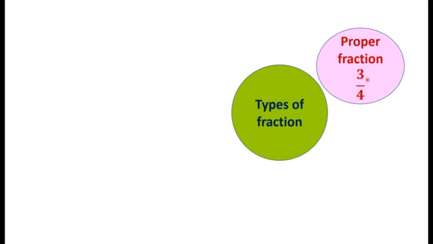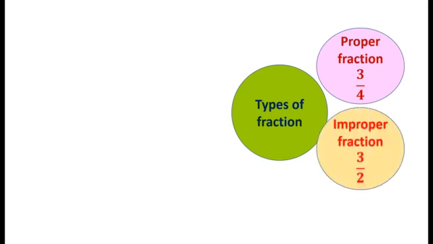Coming to types of fraction. So the first type of fraction is proper fraction. You can see here 3 by 4 is the example. So children, you can see the proper fraction has the numerator a smaller number and the denominator a bigger number. So whenever you see a smaller number as the numerator and a bigger number as the denominator, that is a proper fraction. So the denominator shows here the whole part and the numerator shows the part which we consider. So the proper fraction has a smaller numerator and a bigger denominator.